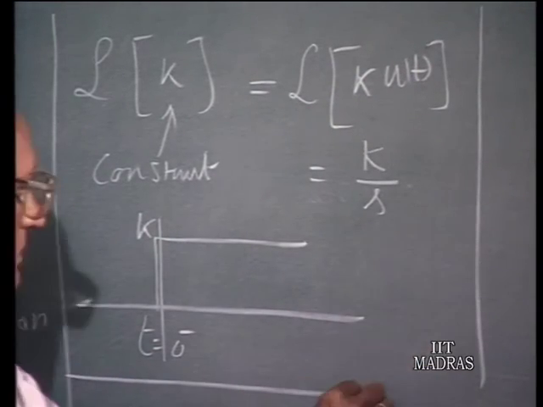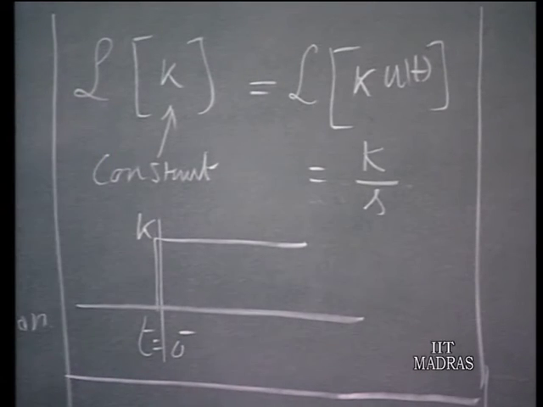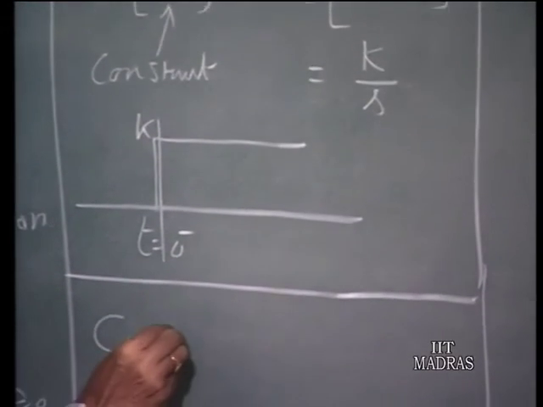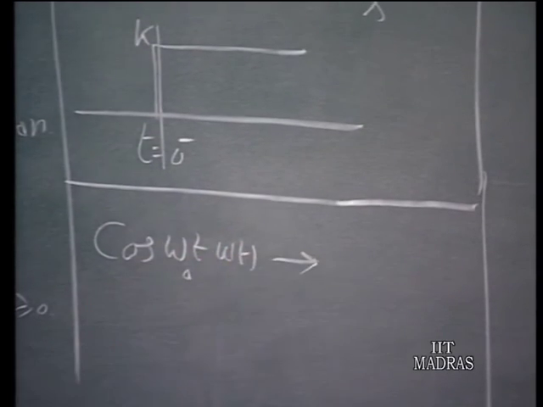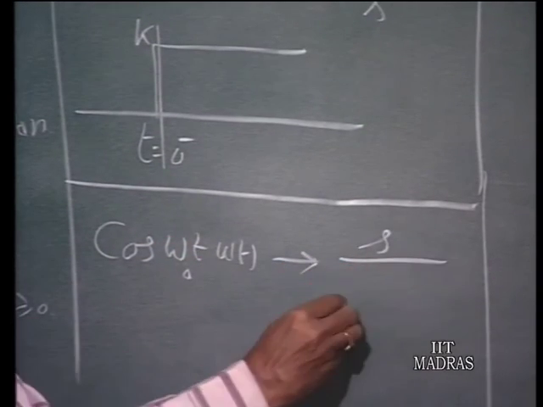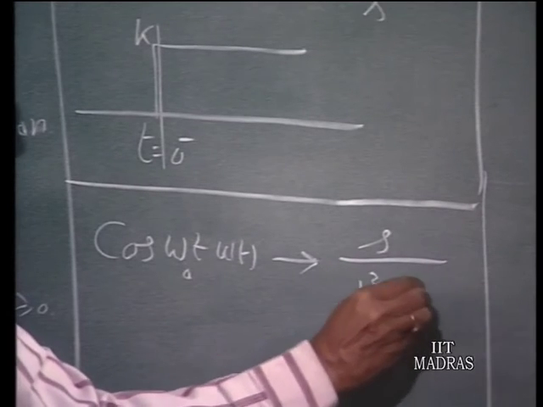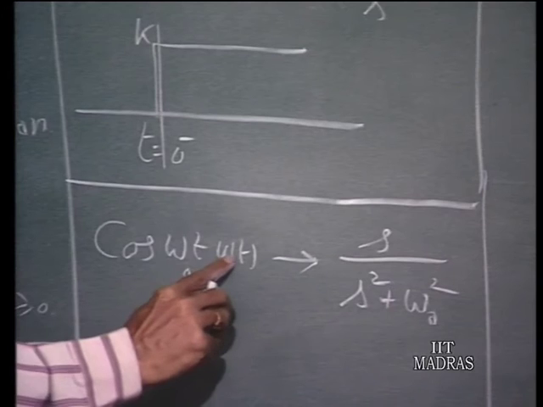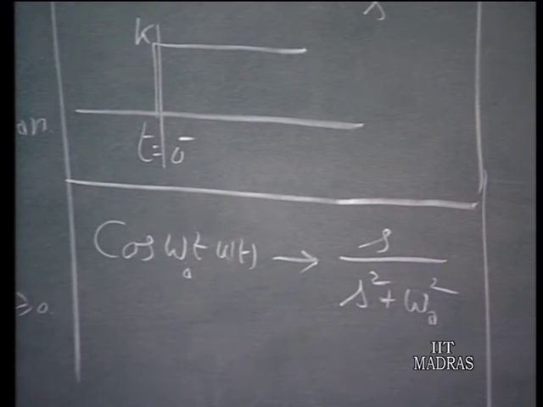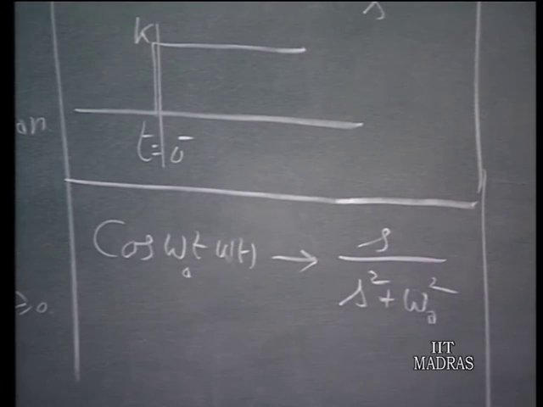Another feature of the common notation is this. You recall that I said cos omega naught t u of t has the Laplace transformation s over s squared plus omega naught squared. We have taken a particular angular frequency omega naught and truncated it for negative values of time and arrived at this Laplace transformation.